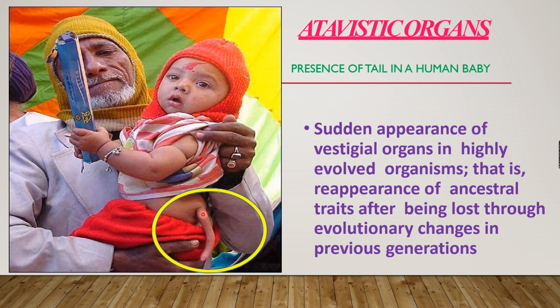But this ancestral character of the presence of a tail in a human baby is very rare, and it is an example of atavism. And what is atavism? The sudden appearance of vestigial organs in a highly evolved organism. It is the reappearance of ancestral traits. After it is lost through evolutionary changes over various generations, it reappears once again. So that is called atavistic organs.